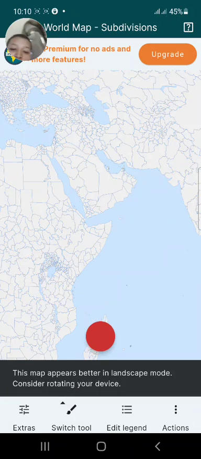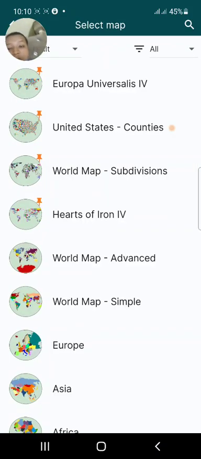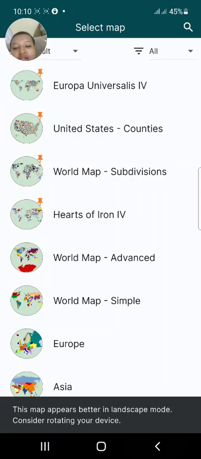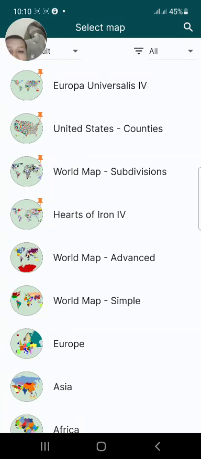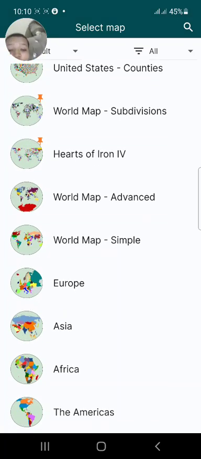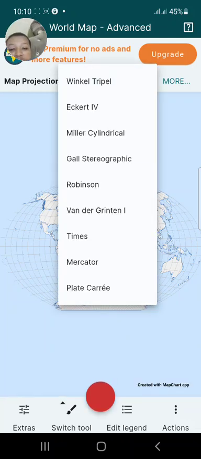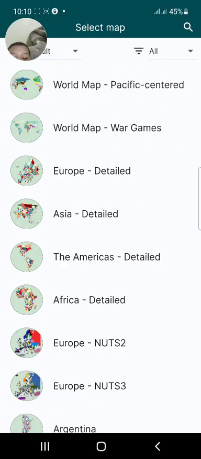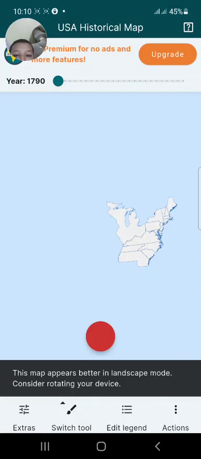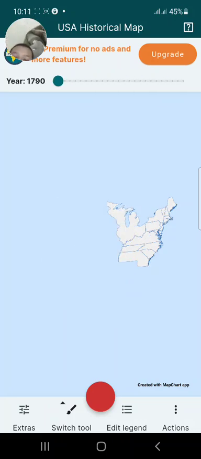There's also a map of world subdivisions here. A map of the US counties. Now those are just my favorite maps. But here are also other maps. The world map, advanced, with some more map projections. They can also change some stuff here. This one also shows the history of the US borders.